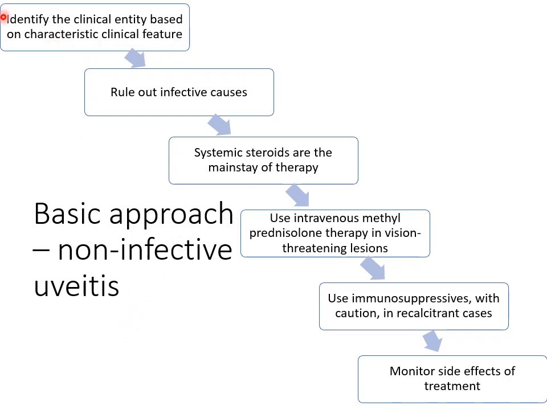The first step is you identify the clinical entity based on the characteristic clinical features, which I'll be discussing in the subsequent slides. You rule out infective causes. Systemic steroids here are the mainstay of therapy, unlike infective uveitis, where antibiotics would be the mainstay. You can use IV methylprednisolone therapy in vision-threatening lesions, such as papillitis and macular edema. Use immunosuppressives with caution in recalcitrant or resistant cases, and you monitor the side effects of the treatment. So, a basic approach to non-infective uveitis is this.